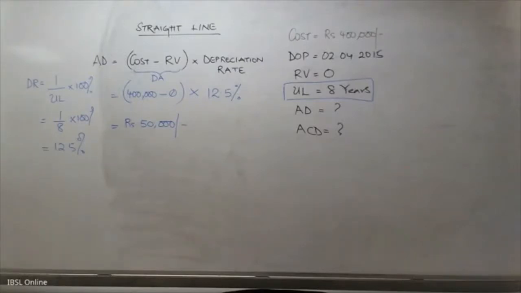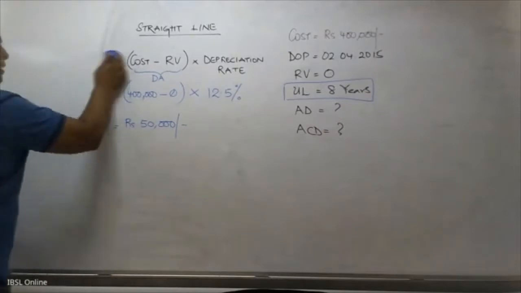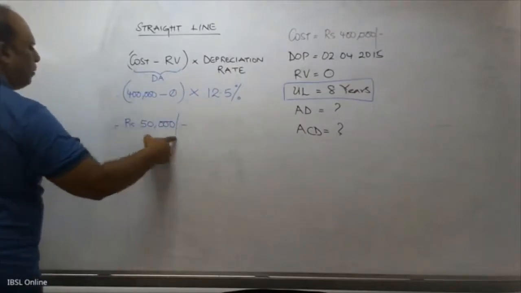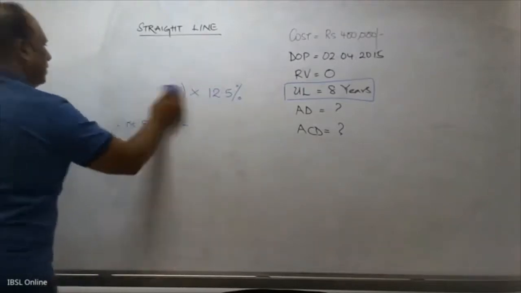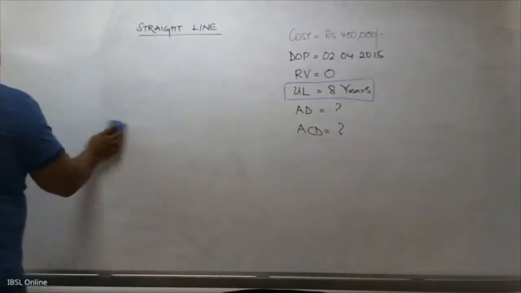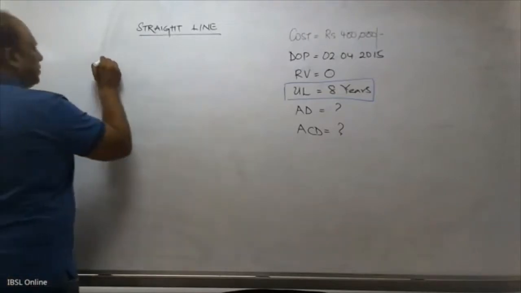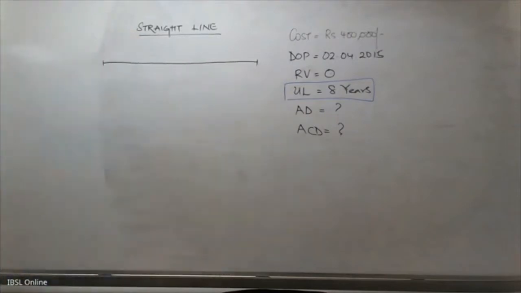Now we go into the second part of the question, which is the accumulated depreciation. Okay, so now we have calculated how much the depreciation will be for one particular financial year, right? Now let's go to the accumulated depreciation calculation. For this, I will draw a timeline of the asset. I call this the timeline of the asset. So please follow this. It will be easy for you all to understand.